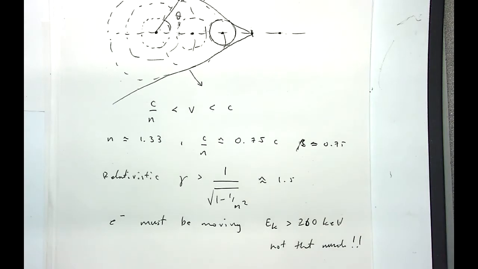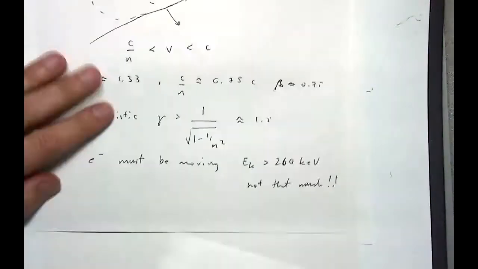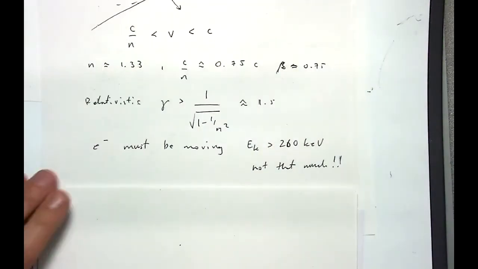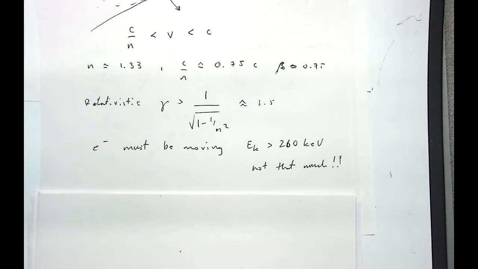And remember, Cherenkov radiation does not care what the charge is. It only cares what the velocity of the charge is compared to the velocity of light in the medium. You get Cherenkov radiation from anything. So what is theta?